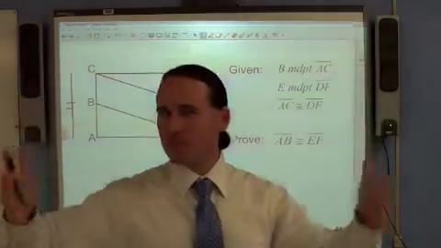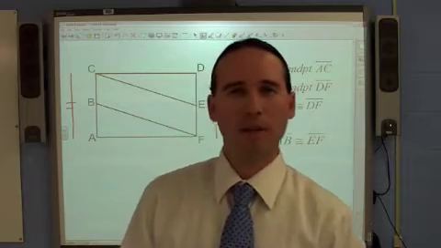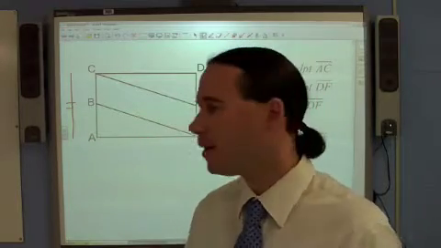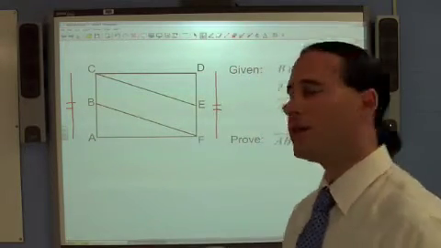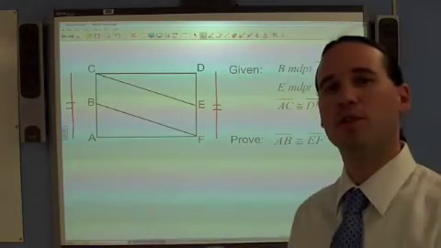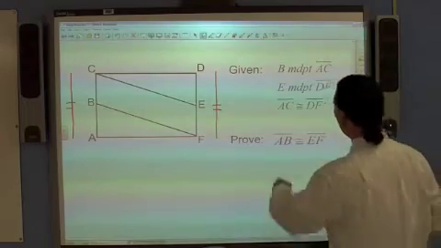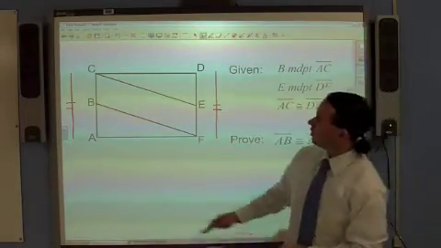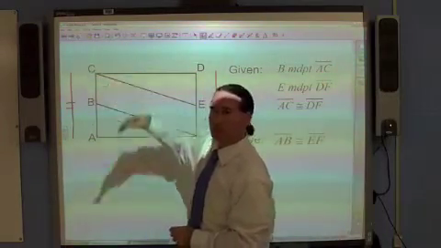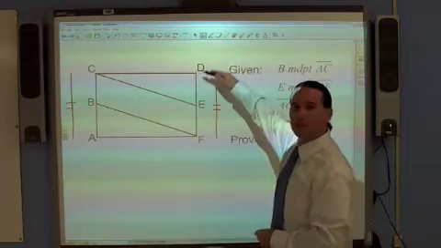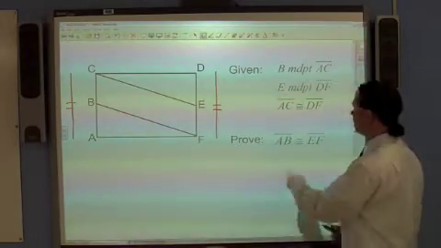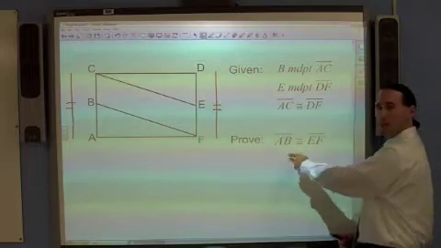So, if we know big pieces are congruent, this kind of starts to feel like maybe a subtraction proof. You're going to see in a minute, though, that it won't be. There's going to be an issue with subtraction here. Before we get to it, let's just keep going with what our givens are. We know that we have midpoints here, so AB is congruent to BC, right? EF is congruent to DE. And they want us to get AB congruent to EF.